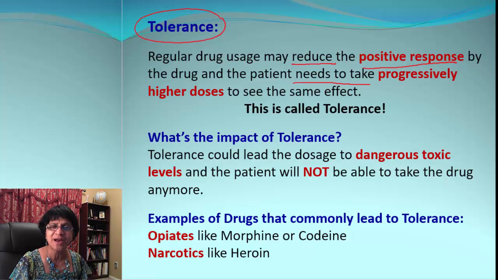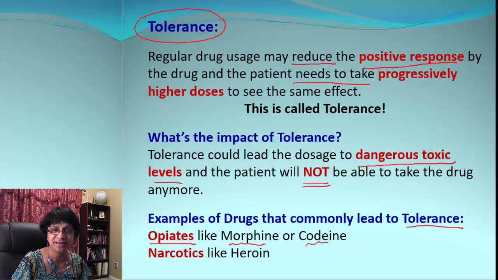So what is the impact of tolerance? This could lead to a dosage level which could be dangerously high, and that's why it could be toxic. Also, there are times when the dose will be so high that the patient will not be able to take the drug, and then the patient will be forced to take another new drug. There are some families of drugs which will always lead to tolerance. Some examples are opiates, which include morphine or codeine, and also some narcotics like heroin.